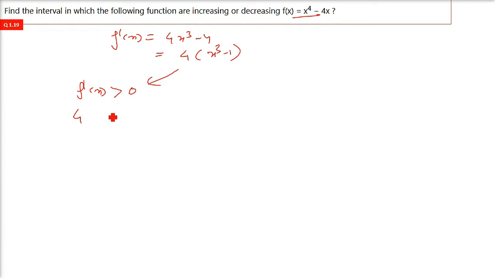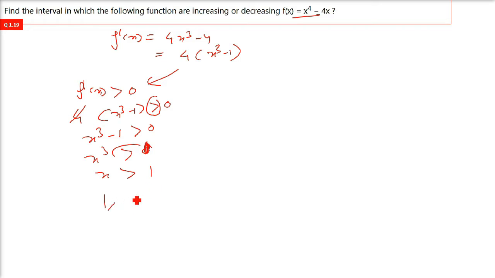Here, when you do this, 4 into x cube minus 1 greater than 0, divide both sides by 4. When you're dividing by any positive number, the inequality sign won't change. So x cube minus 1 is greater than 0, x cube is greater than 1, and x cube greater than 1 means x is greater than 1. So that is 1 to infinity. Anything which is greater than 1 goes up to infinity. So x belongs to 1 to infinity. Here this function is increasing.